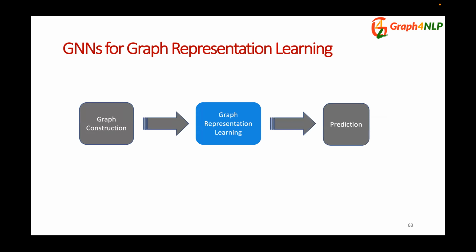Then we can have a prediction module to produce the task-dependent outputs. So given a graph, we will need to decide which GNNs to apply for graph representation learning. This is a very critical problem we need to think about when we apply GNNs in real-world applications. So in this part of the tutorial, we will try to help answer this question.